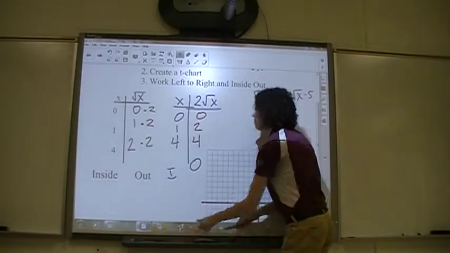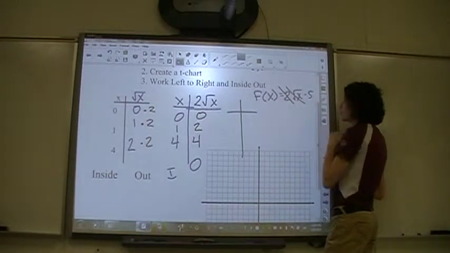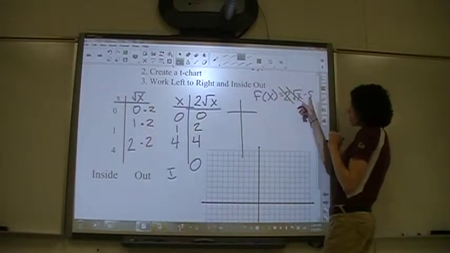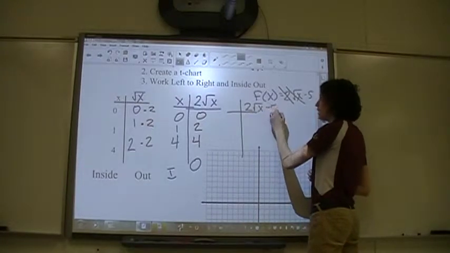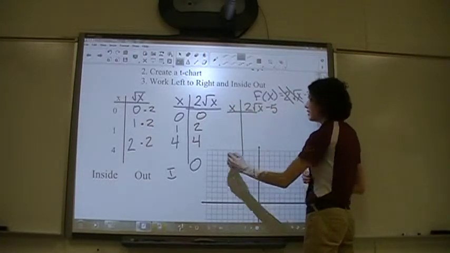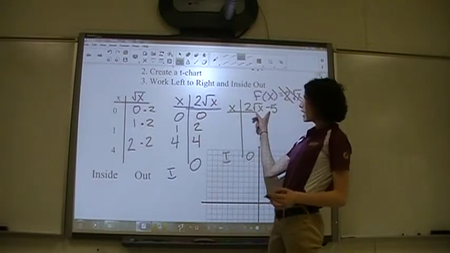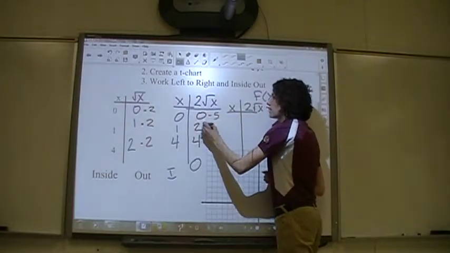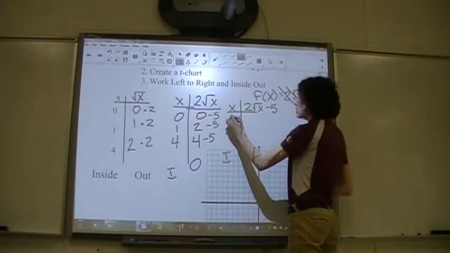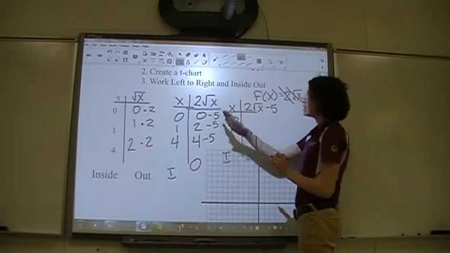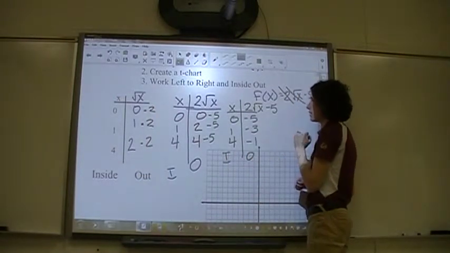Then the next step, so I have inside out. These are both gone. The thing that I come across next is this minus 5. So now I have 2 radical x minus 5. I have x right here. Here's my inside out. It is on the outside, and I'm subtracting 5. So I want to subtract 5 from all of these. You keep your inside numbers the same, 0, 1, and 4. Subtract 5. So you have negative 5, negative 3, negative 1.